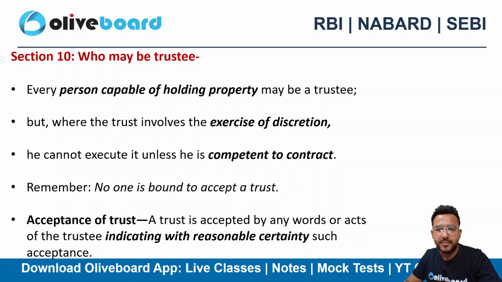But anyone can be a beneficiary. The only criterion is he or she should be capable enough to hold the property. That's it. So this act is quite straight, I will say. Okay, quite a simple act. The major things are the rights and duties of the trustee, the beneficiary, the owner, and some basic things, right? So we are going to do quite a lot of questions on this in the end, so that a lot of things become clear for you here. Section 10, who may be a trustee?